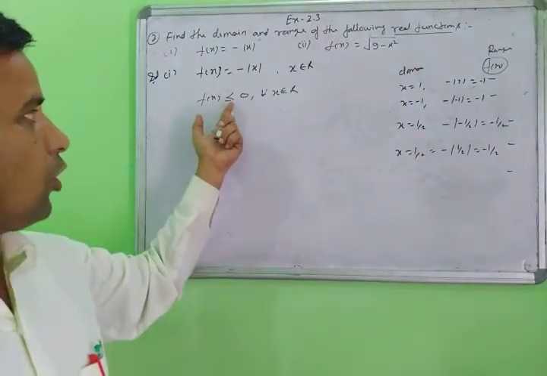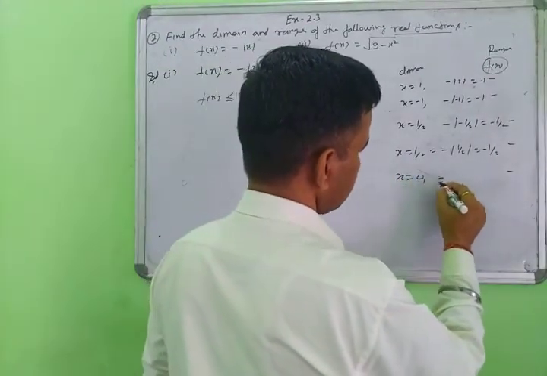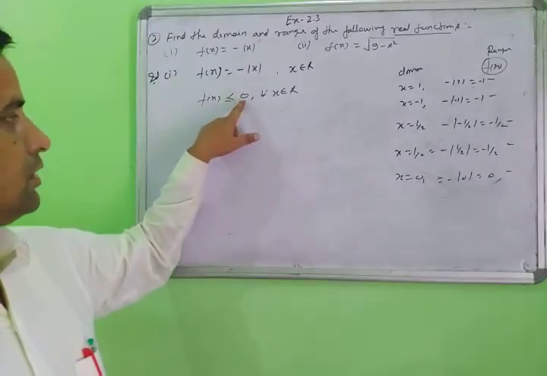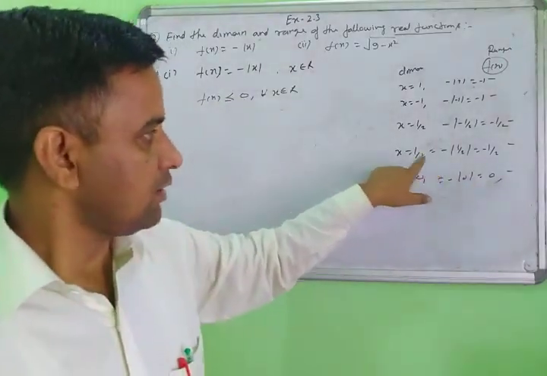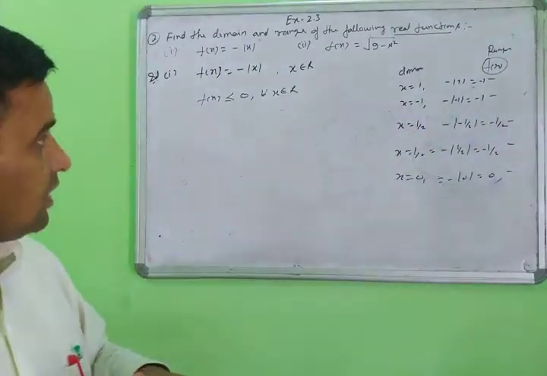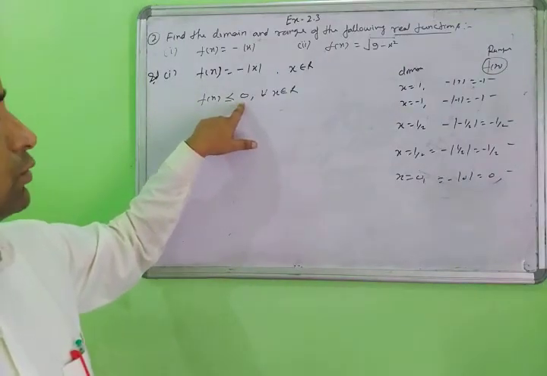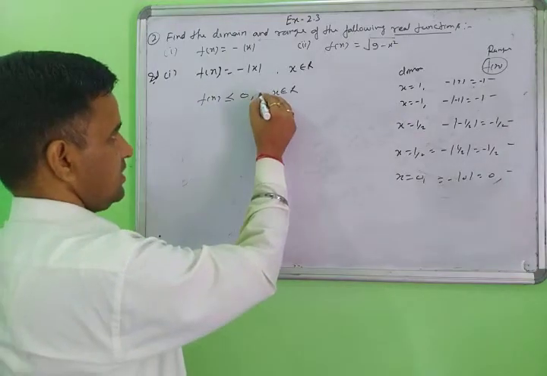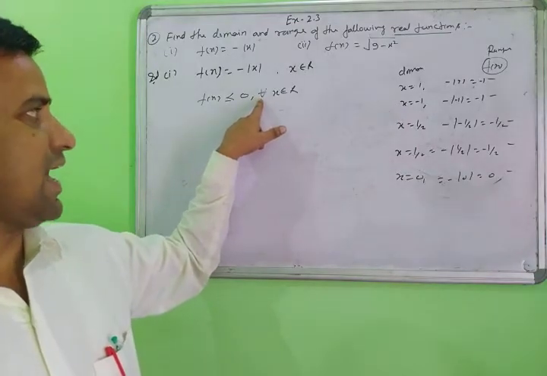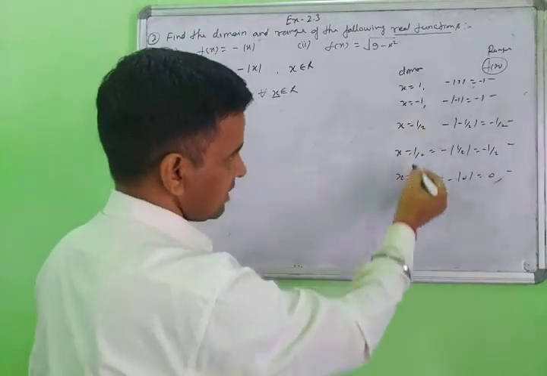f(x) is always less than or equal to 0. Suppose you put x equal to 0, then the result is -0, which is 0. When you put the minimum value 0, the result is also 0. You put a positive, it comes negative; you put a negative, it also comes negative. So the conclusion is that the value of f(x) is always less than or equal to 0. The sign for every means for all values of x. This part is called the domain.